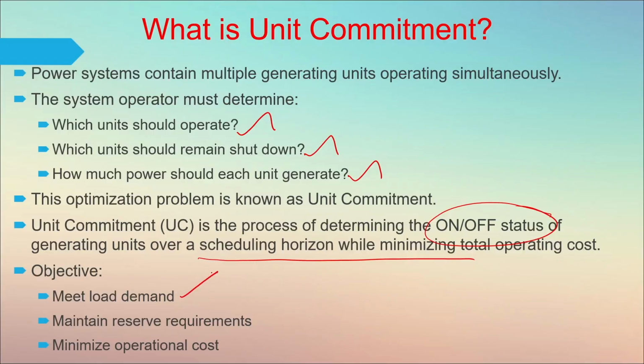The scheduling horizon is very essential, and we need to explore the on/off status of the power generating units so that they meet the load demand, maintain reserve requirements, and minimize operational cost. So these are the three things that you need to think about while understanding the problem of unit commitment. So unit commitment is the process of determining the on/off status of generating units over a scheduling horizon while minimizing the total operating cost.